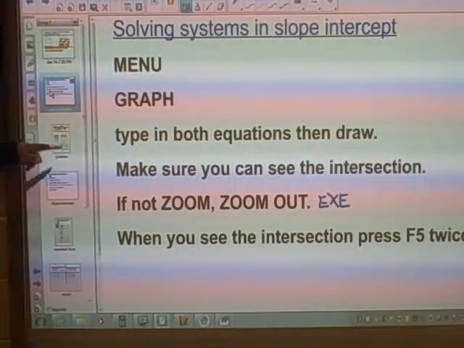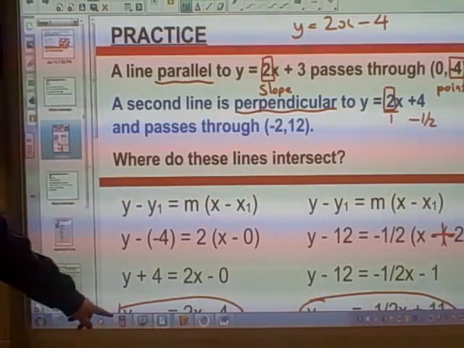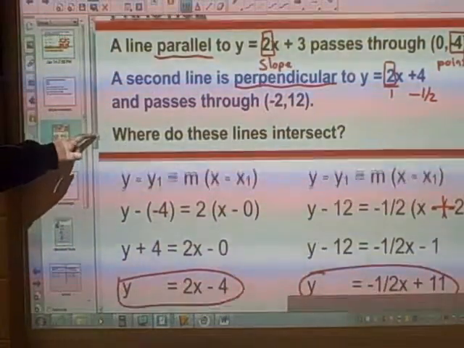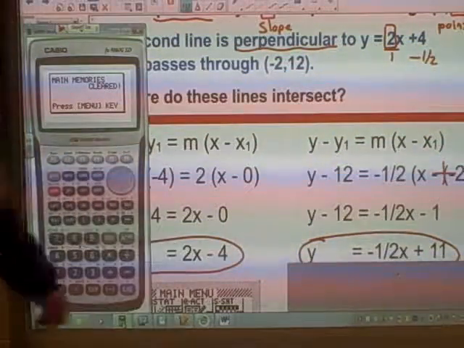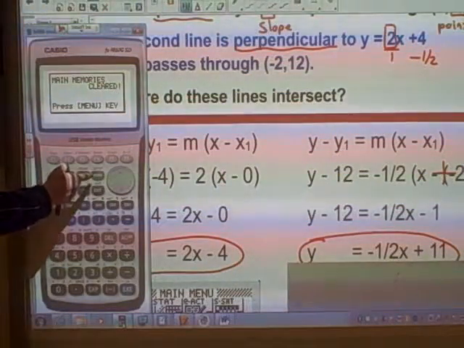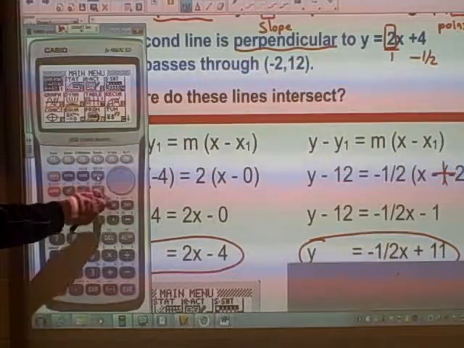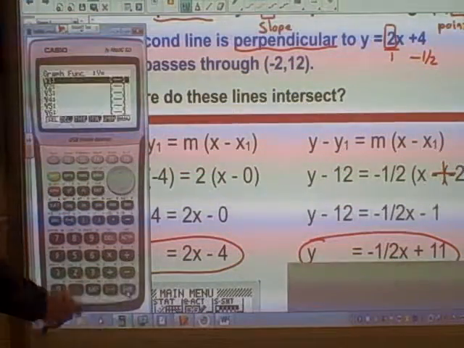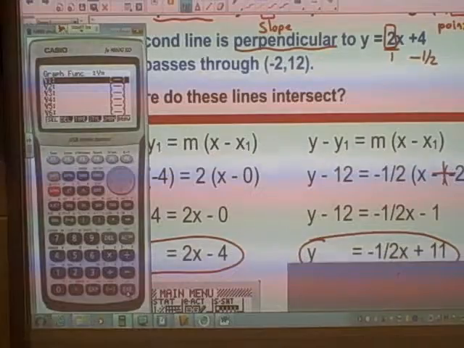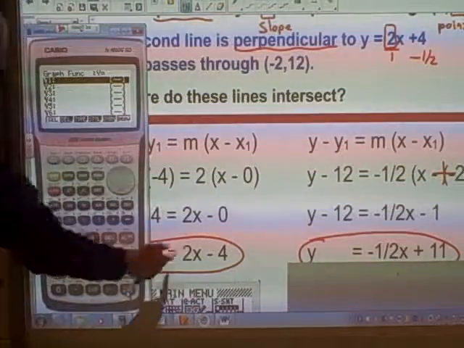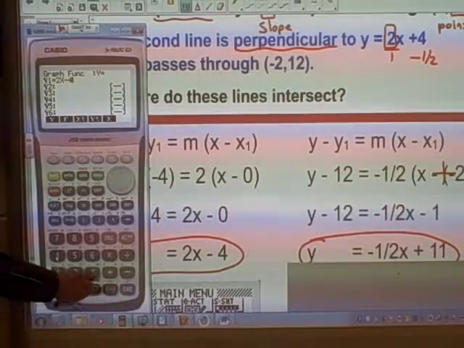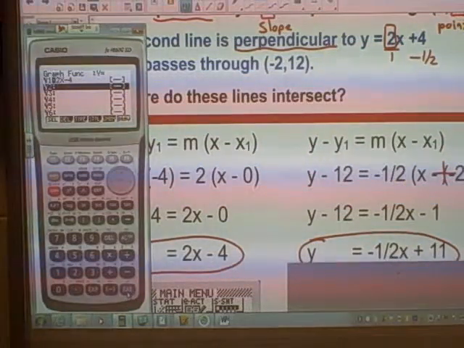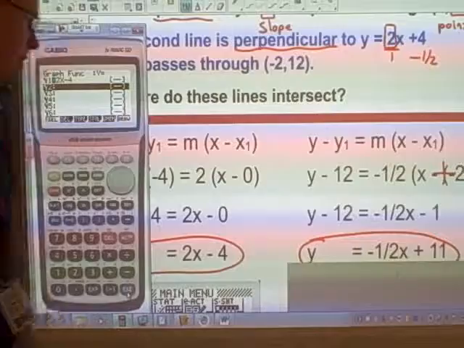So let me go back to the question that we had. Here we are. Now I have my calculator here as well. So my first equation is 2x minus 4. So I'm going to go to, I'm in Menu already. So Menu, I'm going to go to Graph, hit Execute, and then I've got room to type in my 2 equations here. So my first equation is 2x minus 4. Then I'm going to go to my second equation, negative 1/2 x.